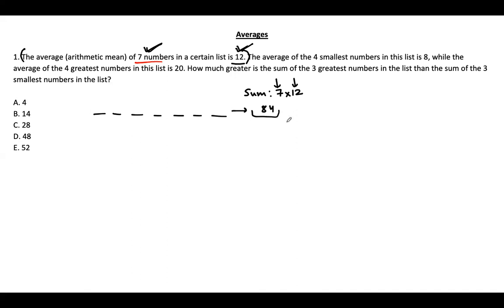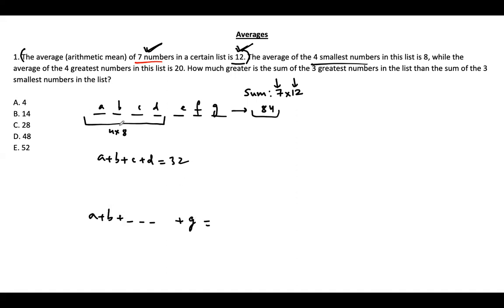So the average of the 4 smallest numbers in this list is 8. So what is their sum? 8 into 4, which is 32. Let's say these are A, B, C, D, E, F, G. So A plus B plus C plus D is 32. We know one more relation, that A till G is what? A plus B plus C plus D plus E plus F plus G is equal to 84.